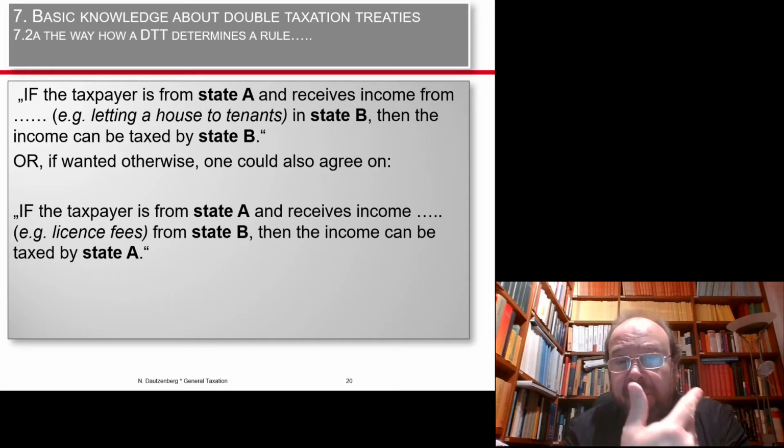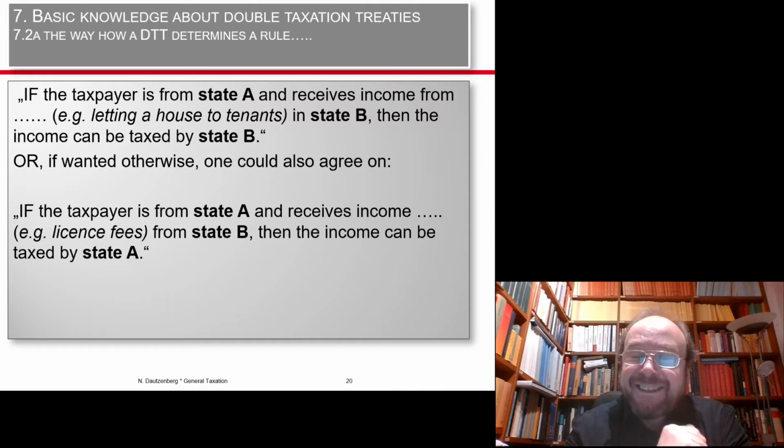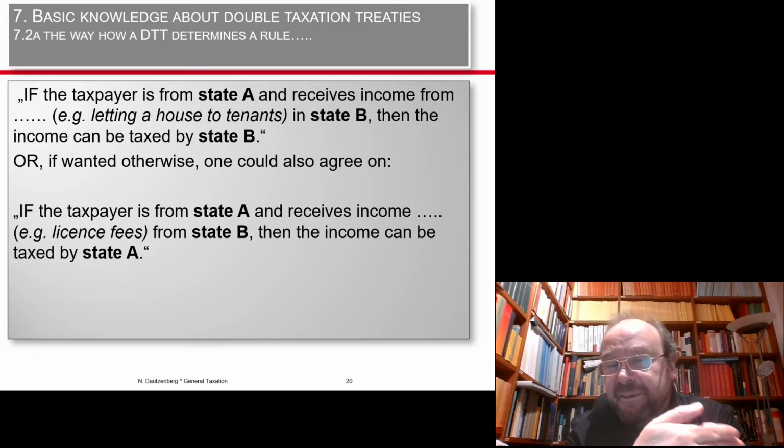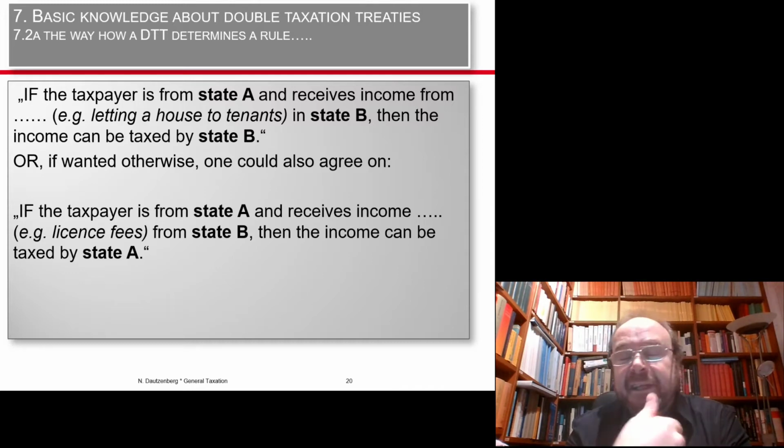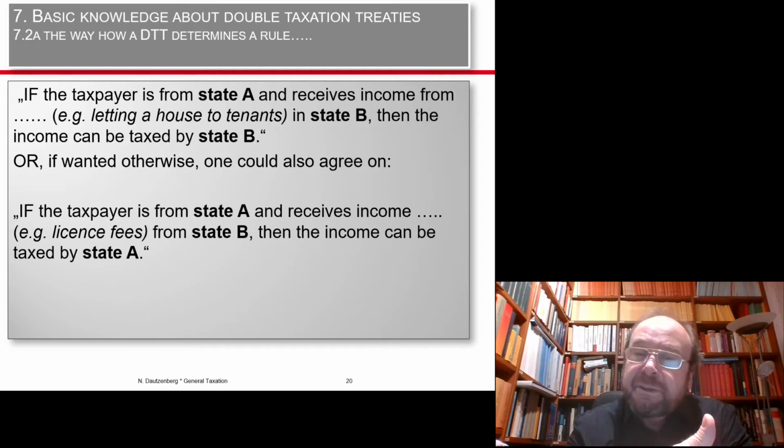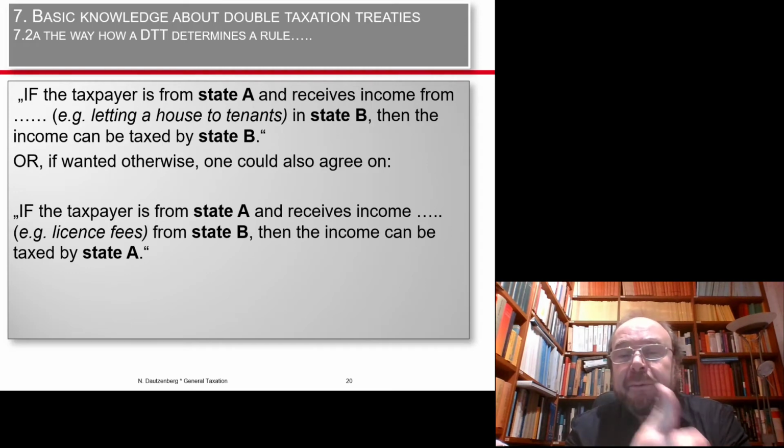By the way, you could also modify that rule in a way that you say if taxpayer from state A receives income from state B from this and this activity, then the income gets to state A. That's a question of negotiations. But the important thing is the rule is always equally applicable for both states.